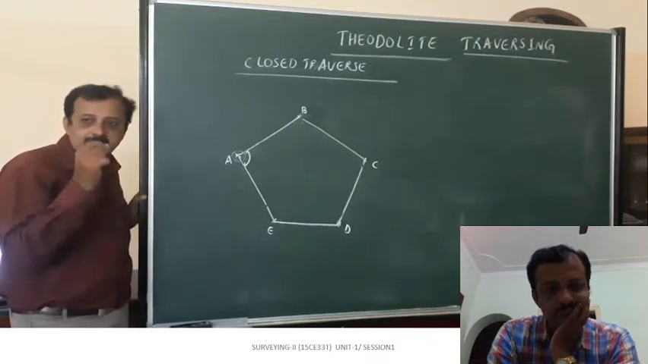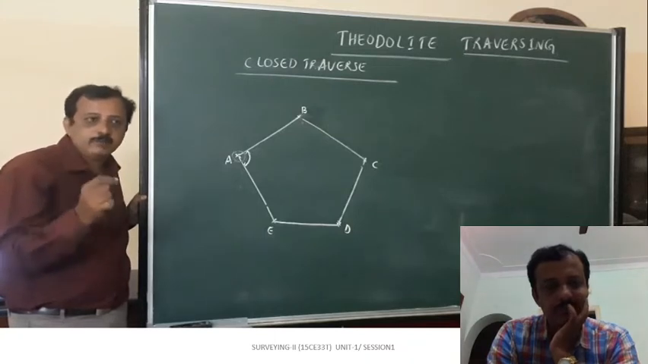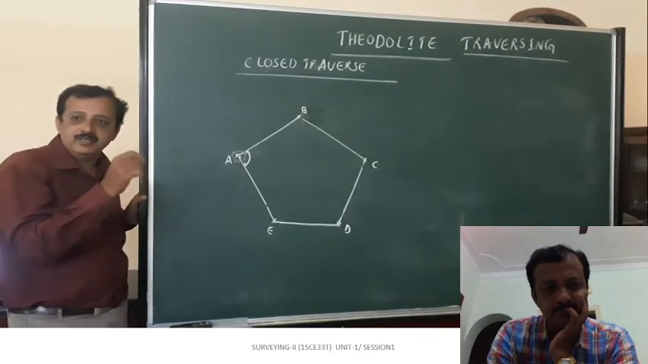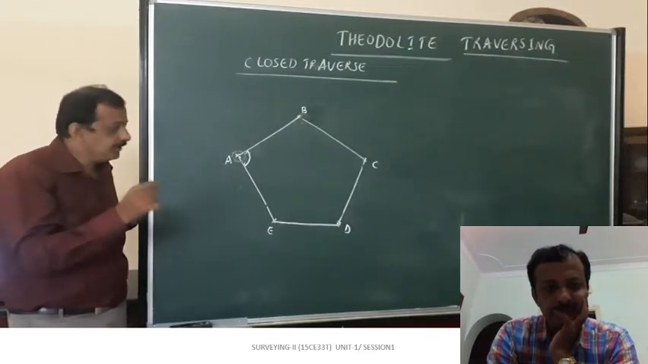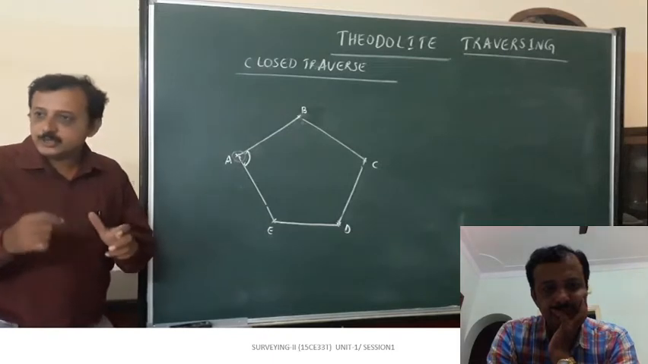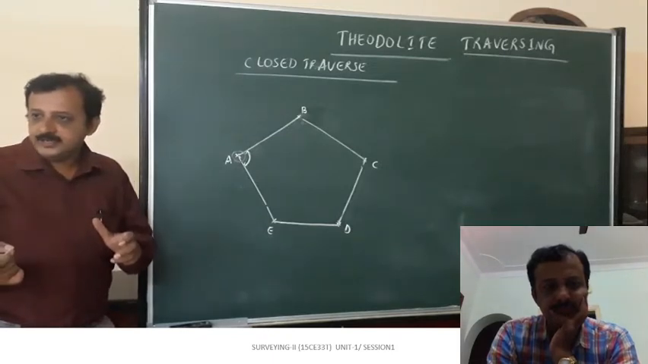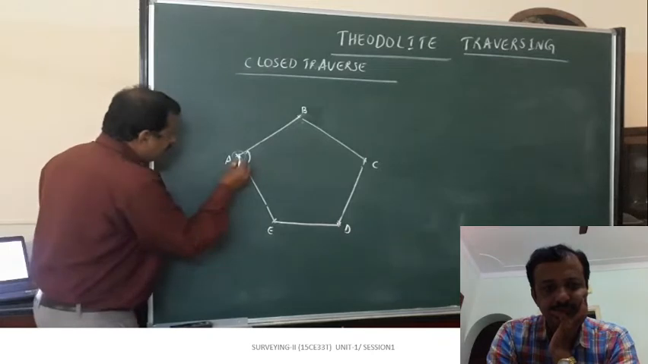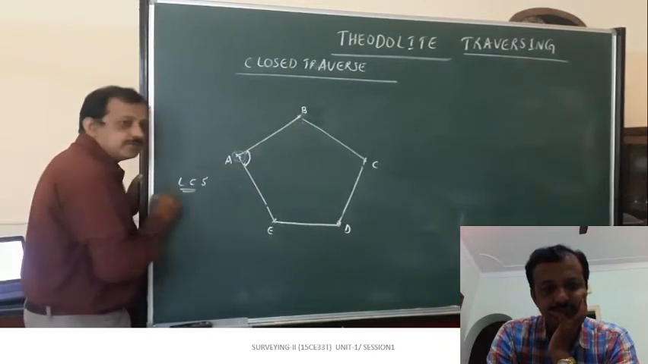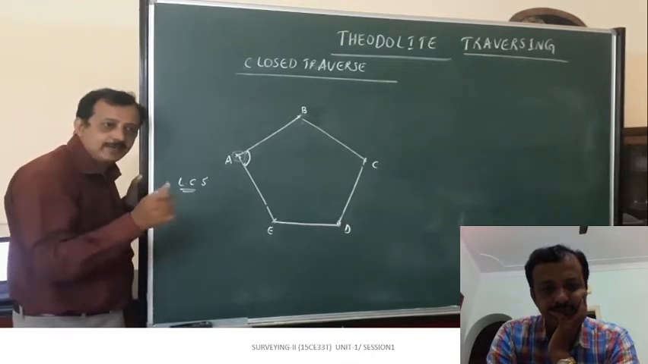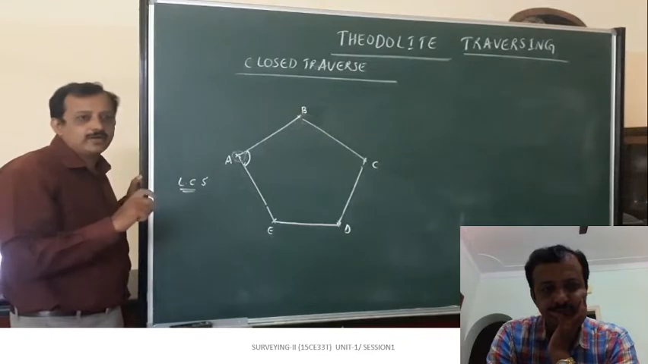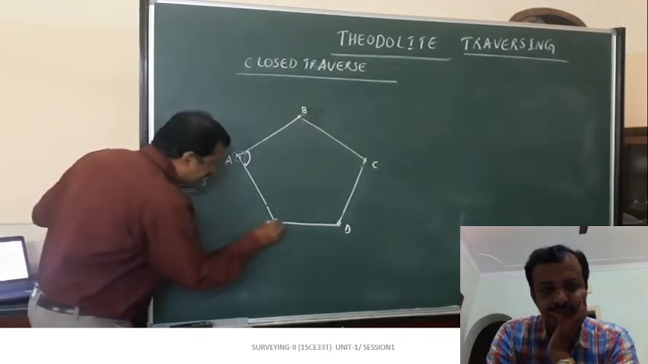If vernier A is 0 degree, 0 minutes, 0 seconds, what will be vernier B? 180 degree, 0 minutes, 0 seconds. After setting the angle 0 degree, 0 minutes, 0 seconds, right? Now, tighten the upper clamp screw, loosen the lower clamp screw, and bisect station E.